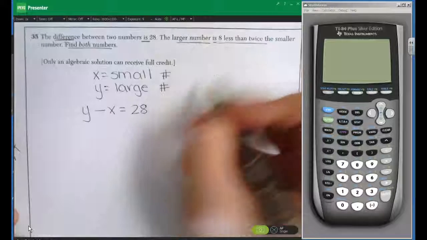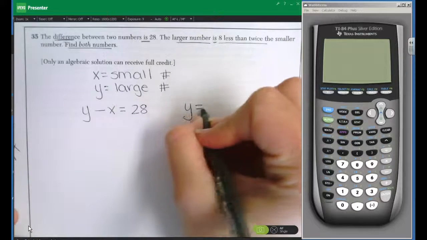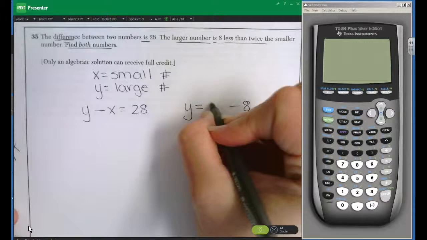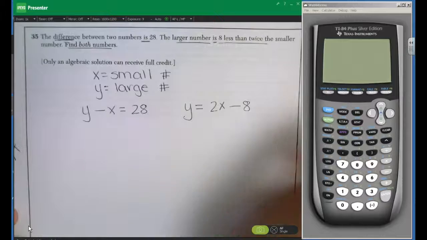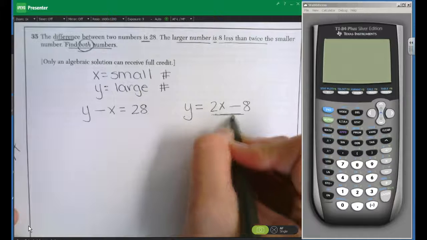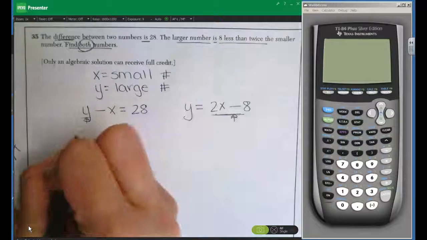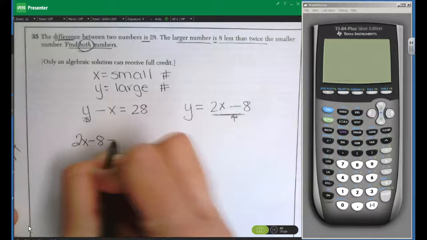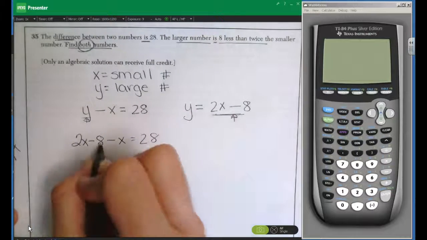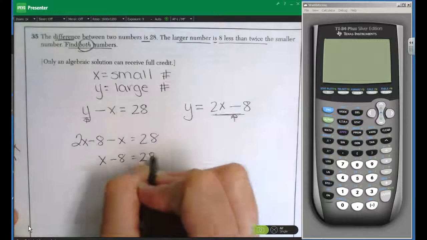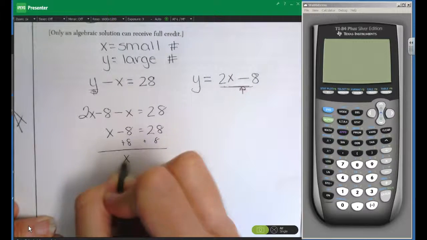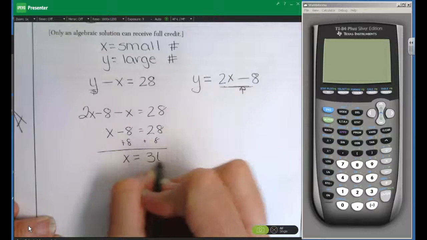Then it says the larger number, y, is 8 less than twice the smaller. So y equals 2x minus 8. It wants us to find both. So now I'm just going to plug this using substitution into here for y. So I've got 2x minus 8 minus x equals 28. 2x minus x is plain x, minus 8. Now we get x by itself, add 8 to both sides. We're left with x equals 36.